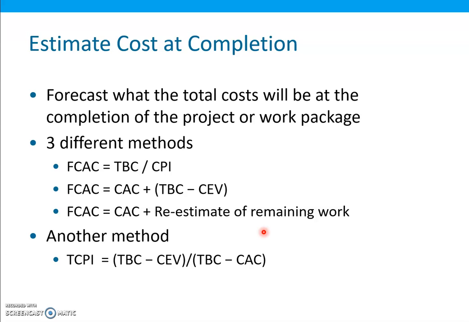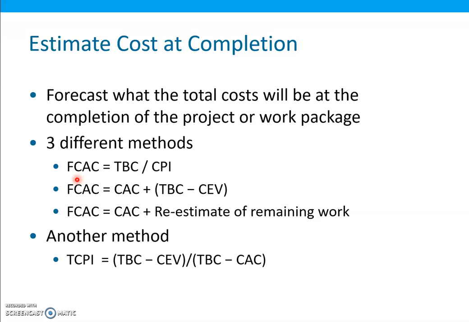In this case, forecasted cost at completion, from the first method, is equal to total budgeted cost divided by the cost performance index. This formula assumes that the condition will not change. The present condition was determined by the cost performance index. This cost performance index will keep continuing until the end of the project, and this will be helpful in finding the forecasted cost at completion.